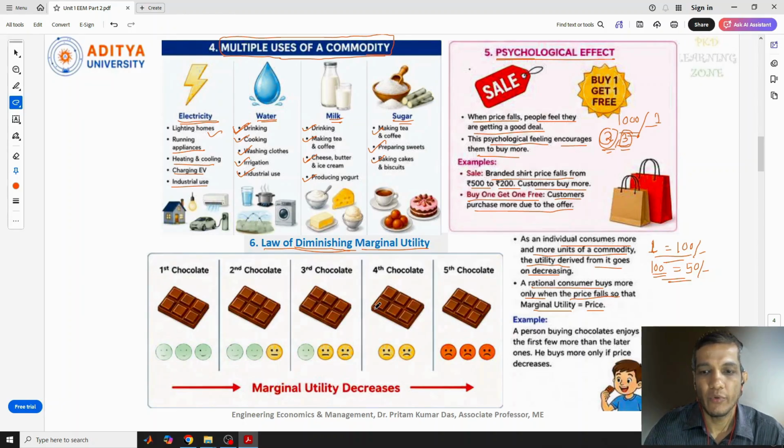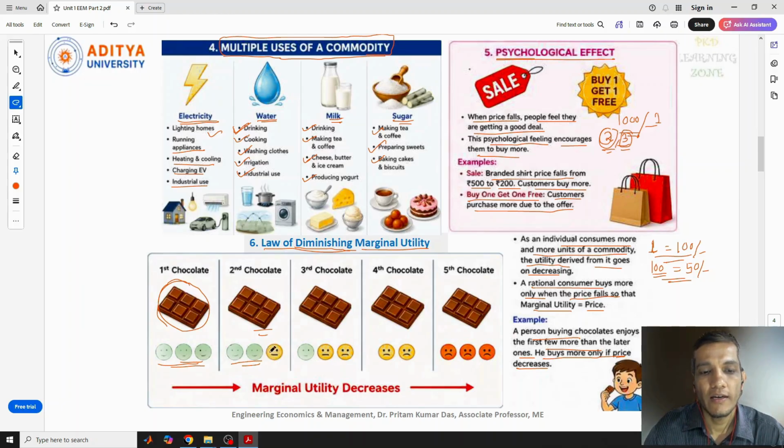But I'll give another example. Suppose you purchase a chocolate and you eat it. A person buying chocolates enjoys the first bite or first few bites, and then later ones, so he buys more only if the price decreases. Why does this happen? Because when you eat the first bite of the chocolate, you eat very enthusiastically and enjoyingly. But when you go for the second one, you'll feel okay, I have already eaten one, I was satisfied. So that much interest will not be there in your mind.